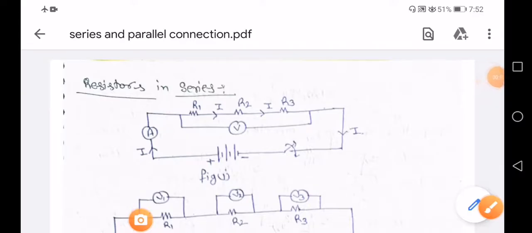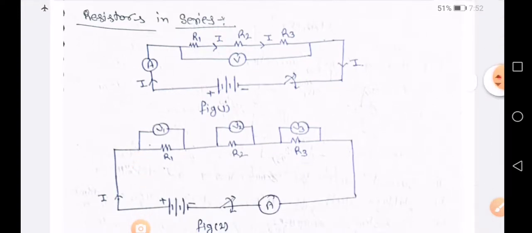Hello dear students. In the last class I discussed resistors in series. Today I am going to start the next topic, resistors in parallel. What is the difference between series and parallel?